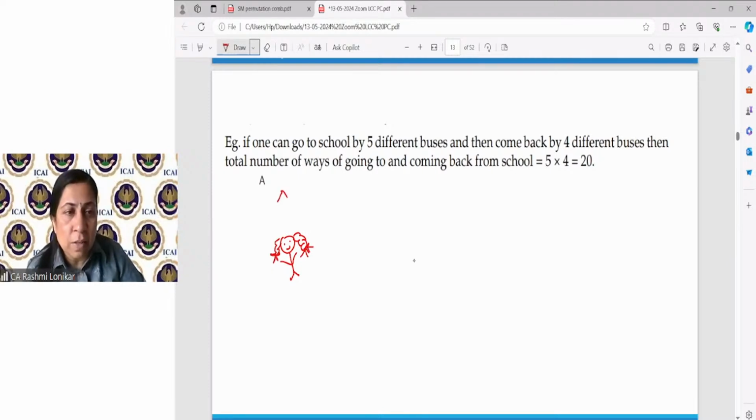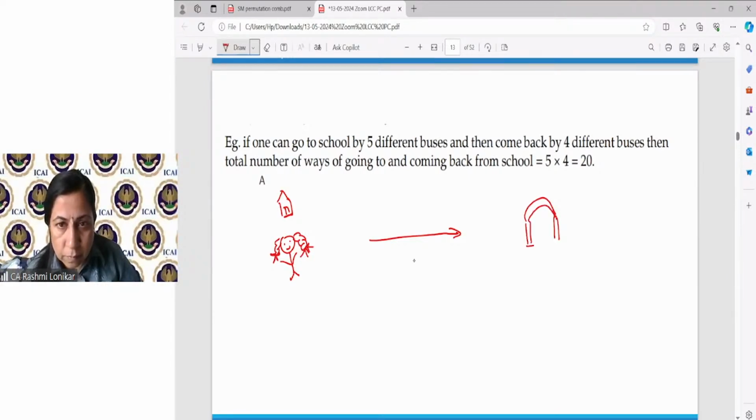This is Rashmi, that is myself. I am at my home and I have to go to school. Now if I go to school by 5 different buses, I come to the bus stop and I can see B1, B2, B3, B4 and B5. I can take any of these buses because all these buses go to my school. So how many choices do I have? 5 choices. And then I come back by 4 different buses. While coming back, I have BB1, BB2, BB3 and BB4.